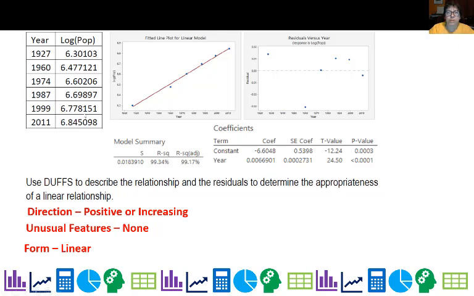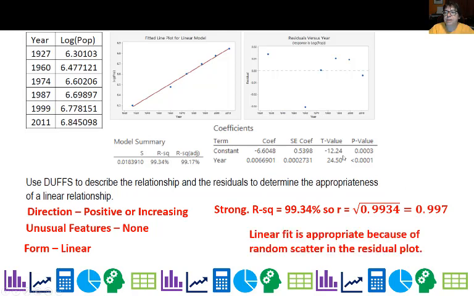This form of the transformed variable is linear, and it's strong because our R squared is 99.34%, which means R is 0.997. And a linear fit is appropriate because of the random scatter in the residual plot. It's really hard to say if there's any pattern going on right here.